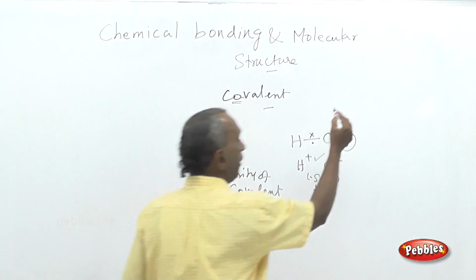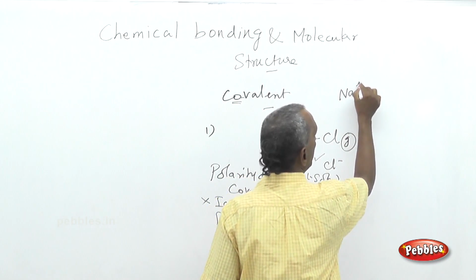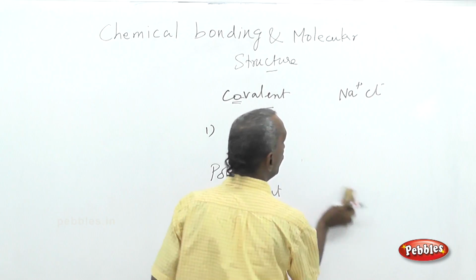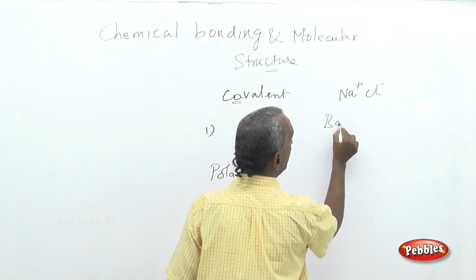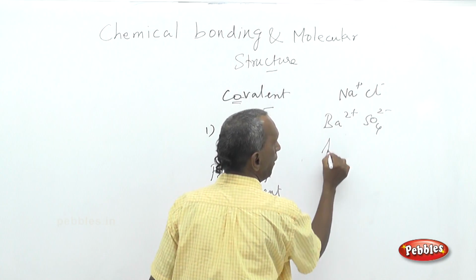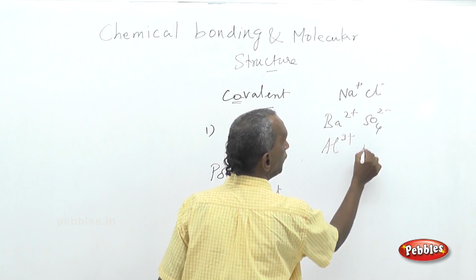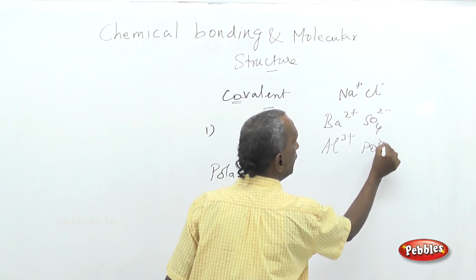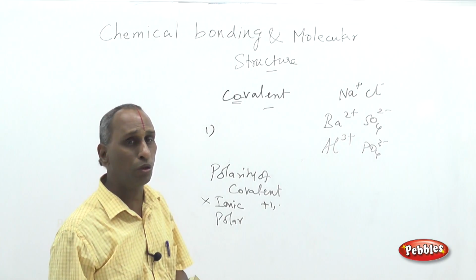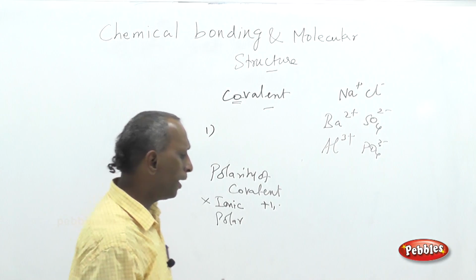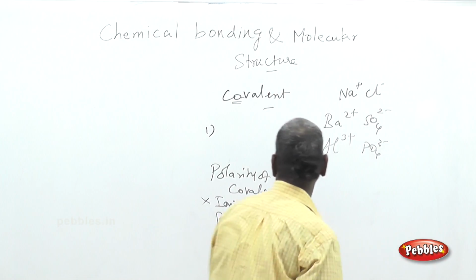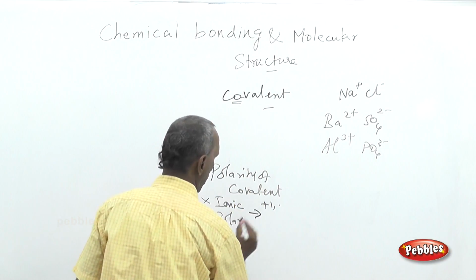If you take the case of sodium chloride, Na plus Cl minus. If you take barium sulfate, Ba2 plus SO4 2 minus. If you take aluminum phosphate, Al3 plus PO4 3 minus. In this way, the charges are always integral positive charge or integral negative charge. That is the characteristic aspect of an ionic compound.